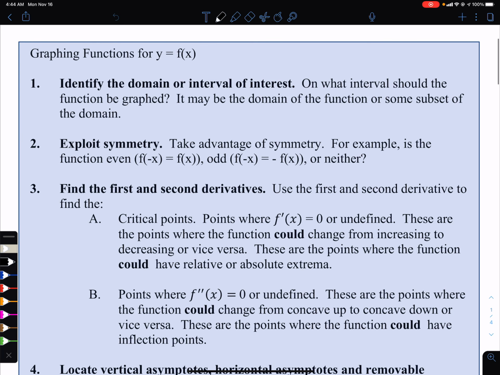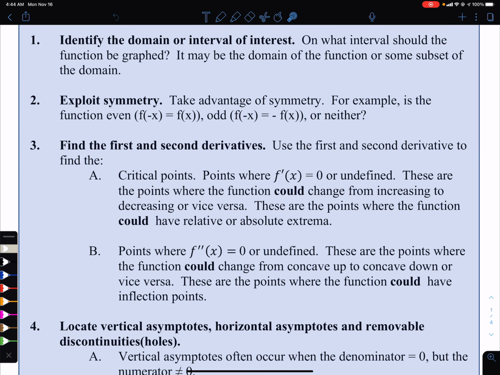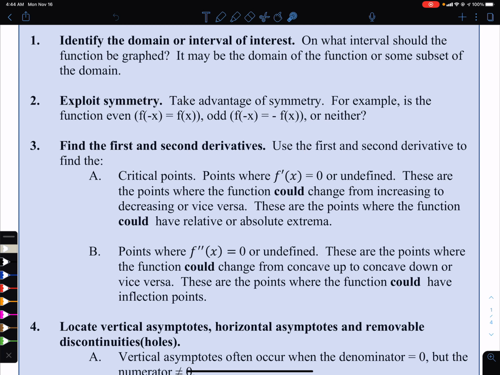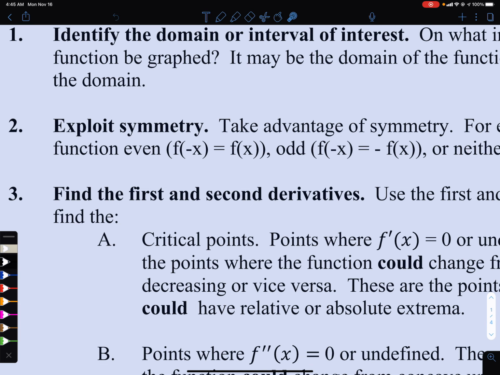So the first step, you're going to look for the domain. Just make sure, if it's a log, it's going to be greater than 0, or if it's a polynomial, it's all real numbers. So it gives you an idea where your graph's going to be located. Now, symmetry, there are two symmetries that are going to help you. Even symmetry. Okay, let me show you what's happening with even symmetry.